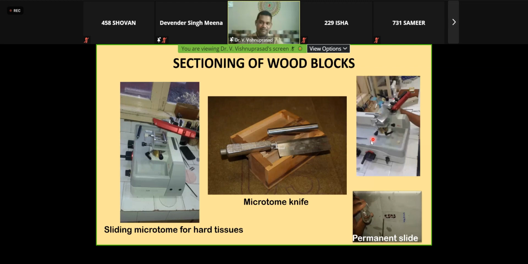Right? So that was about the sectioning part. You need to take the section, then you have to pass it across the protocol, and you have to mount it using any Canada balsam or such material, and you have to make a permanent slide so that you can view it.